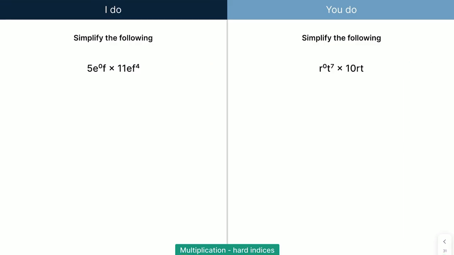And with this one, so 5 times 11 is 55. E to the power of 0 and e to the power of 1, that just becomes e. And then f and f to the power of 4 just becomes f to the power of 5. So again, looking at the right, 10 times 1 is just going to be 10. The r is just going to be an r because that's 0 plus 1. And the t is going to become to the power of 8.